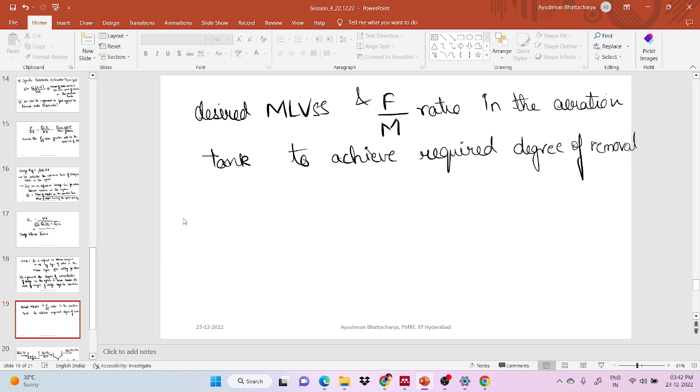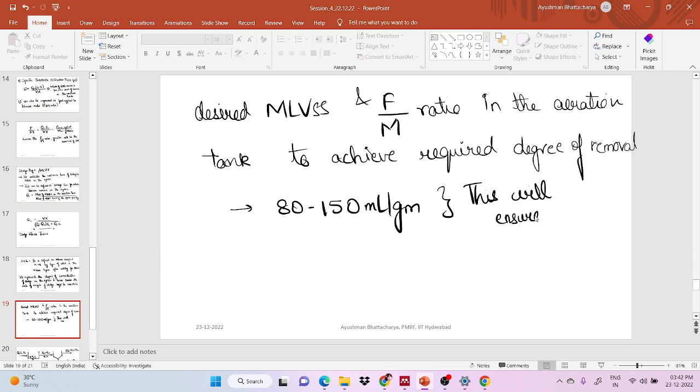Okay, so always remember SVI remains between 80 to 150. In some textbooks, they will refer to 50 to 150. So it should be between 80 to 150 milliliter per gram. This will ensure there is sufficient settleability of sludge.